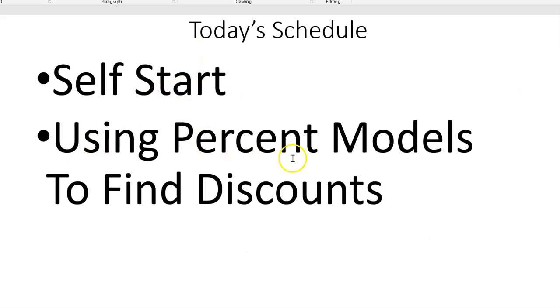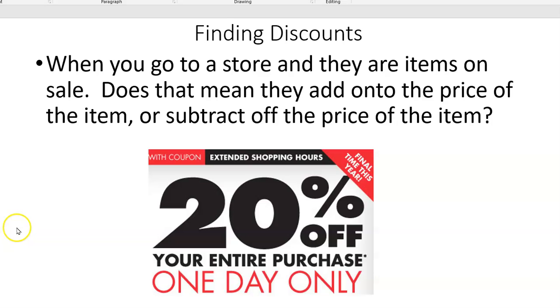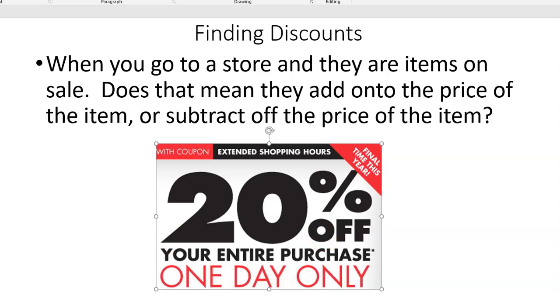Today we're going to be talking about using percent models to find discounts. Yay, sales! I love sales. When you go to a store, items are on sale. Frequently they'll list them as 20% off, 30% off, whatever. Are we going to add or subtract? We're going to be subtracting. If it's a percent off, off means subtract. We are subtracting. Okay, let's go through how to do it.